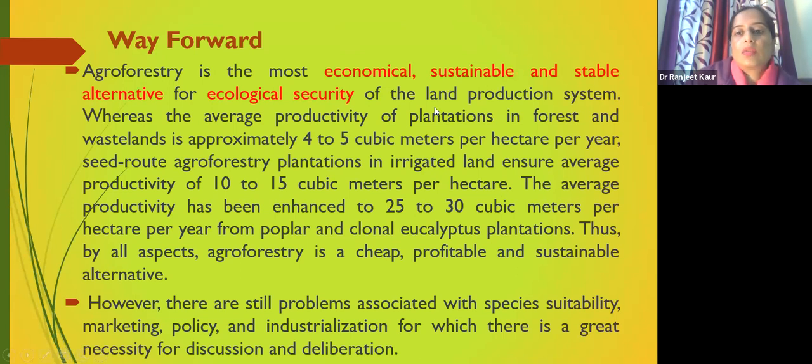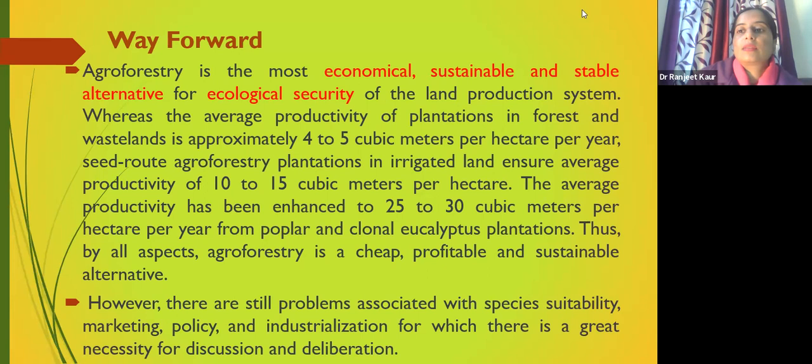Though they are very economical, sustainable, and stable, and ecological security is maximum for the land production system, still there are problems with which species will be suitable. What will be the marketing trends? What will be the policy for that state? Industrialization, for which there is a great necessity for discussion and deliberation among the farmers as well as the industrialists and the policy makers. They still have to make more discussions and capacity building programs.